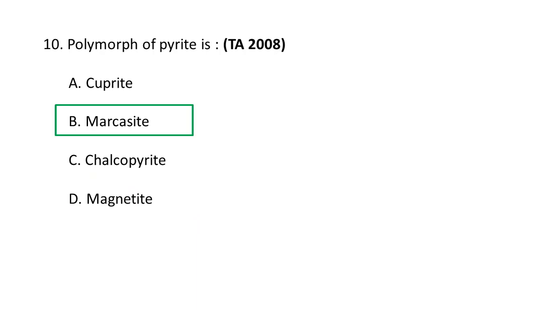Pyrite and marcasite are both minerals with the same chemical composition but different crystal structures. This results in different symmetry and crystal shapes. So the polymorph of pyrite is B. Marcasite.